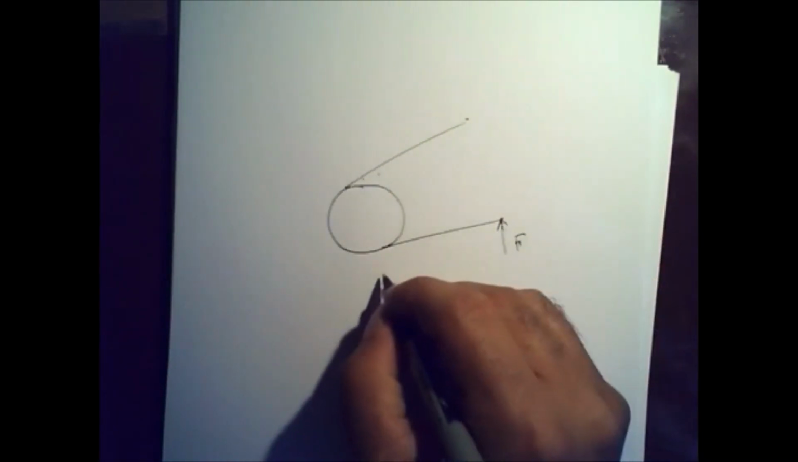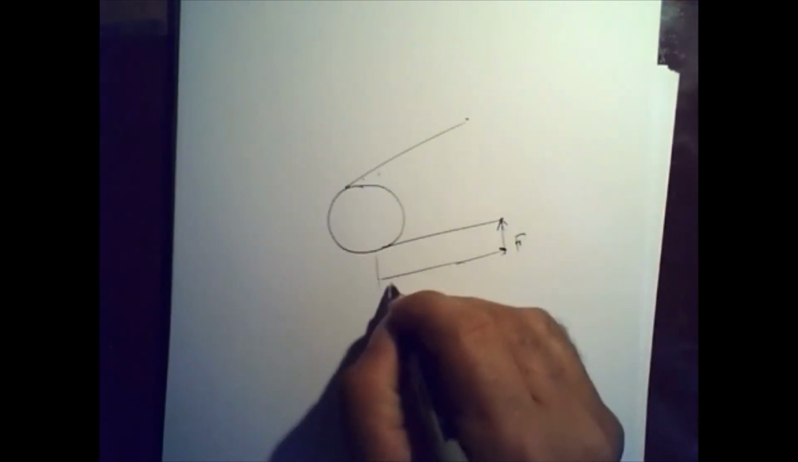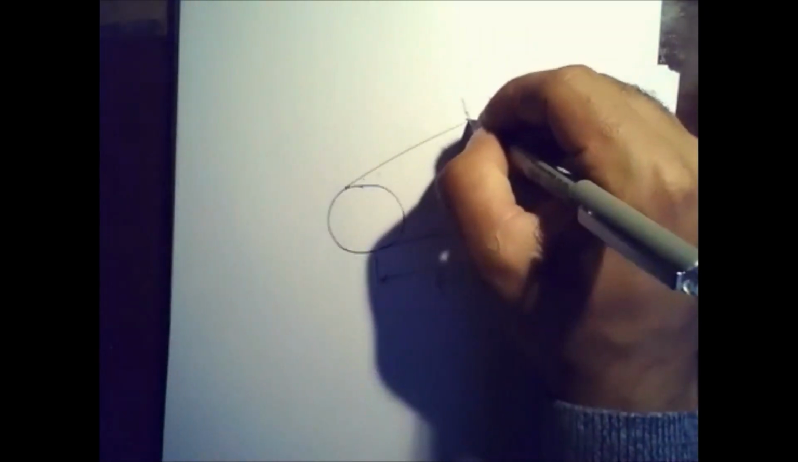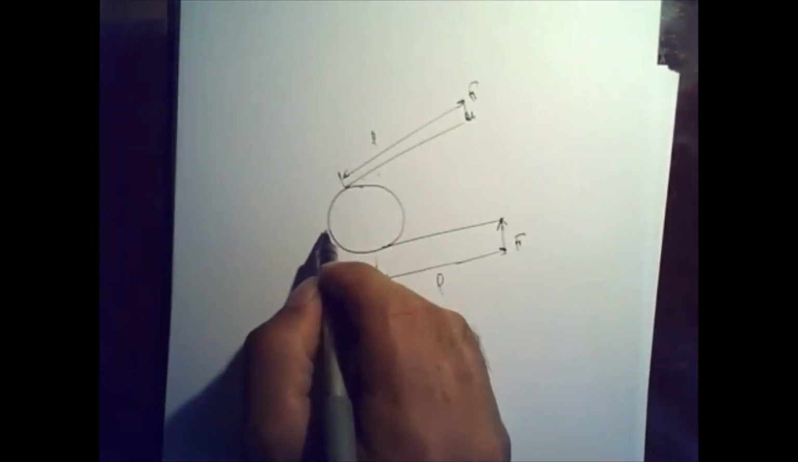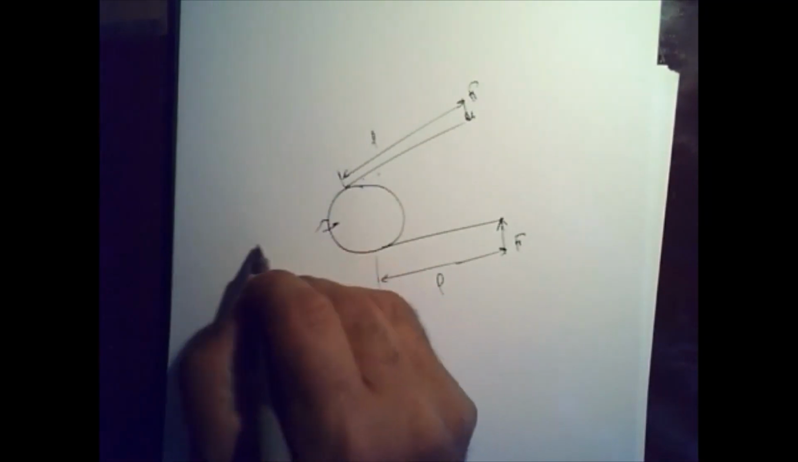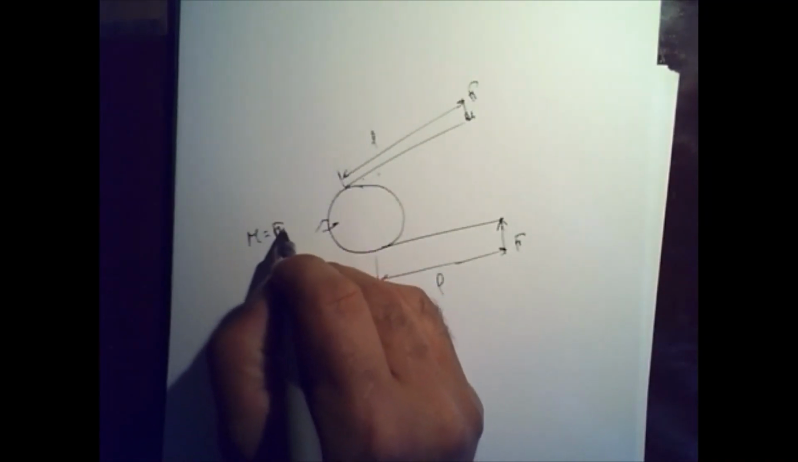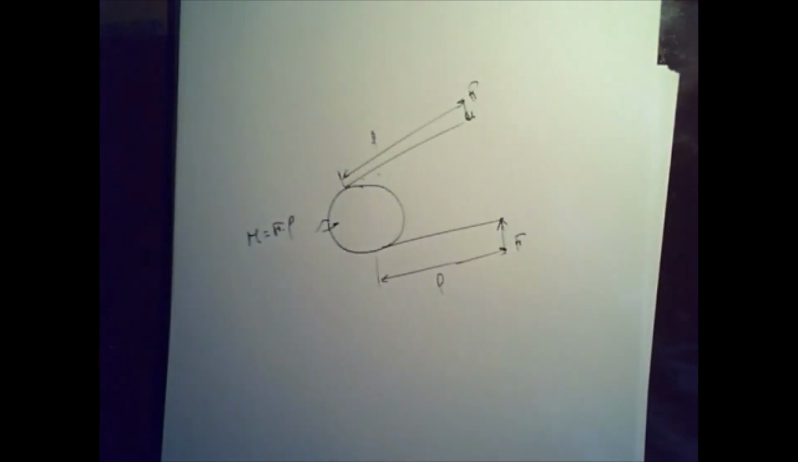This is at the level of the wire, right? So let's say you have here, this is your F, and then that is your L, and on this end you're going to have F, and that distance is going to be L. So the moment anywhere here is going to be equal to F times L.